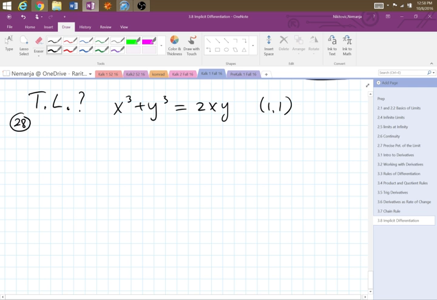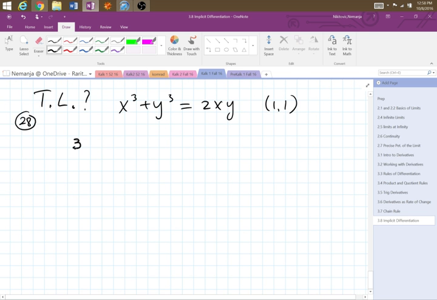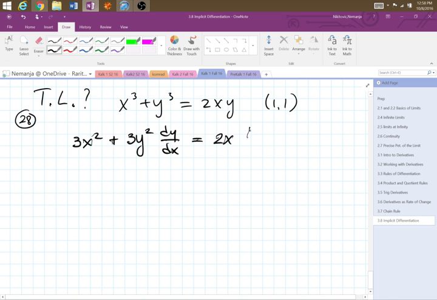Derivative of x cubed is 3x squared, plus derivative of y cubed is 3y squared dy/dx. Awesome. Equals the product rule. Product rule says what? Copy the first, 2x, times derivative of the second. Derivative of y is 1 dy/dx, plus copy y, and derivative of 2x is 2, so 2y.